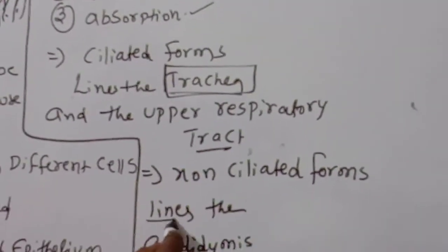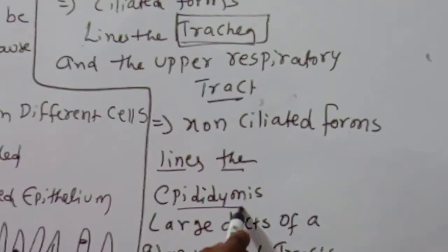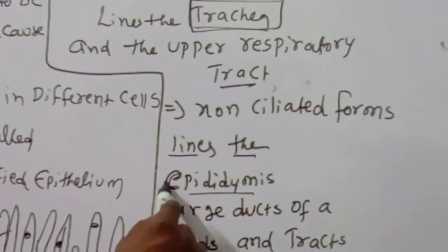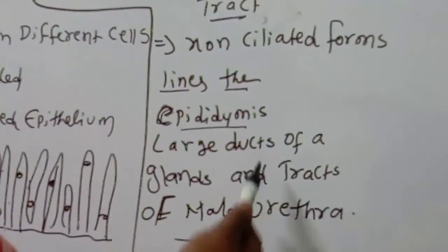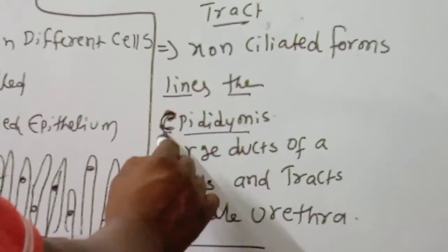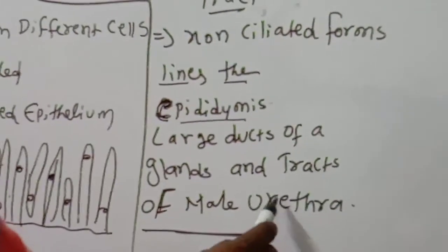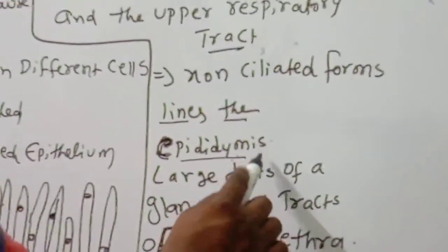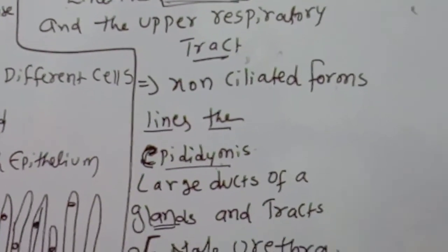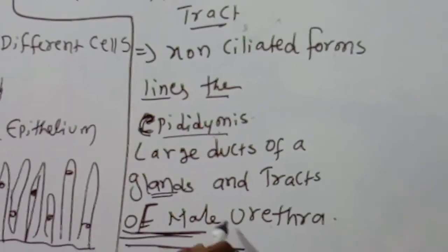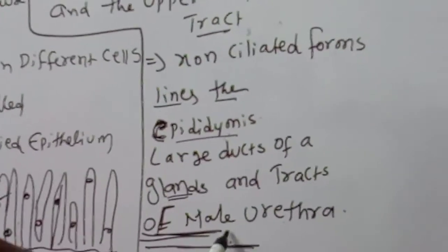The non-ciliated forms, without cilia, line the epididymis. Where is the epididymis? In the male reproductive system, where there are tubules: vasa efferentia, vas deferens, epididymis. The epididymis is the tubular part of the male reproductive system. Large ducts of glands and tracts of the male urethra also have pseudo-stratified epithelium.